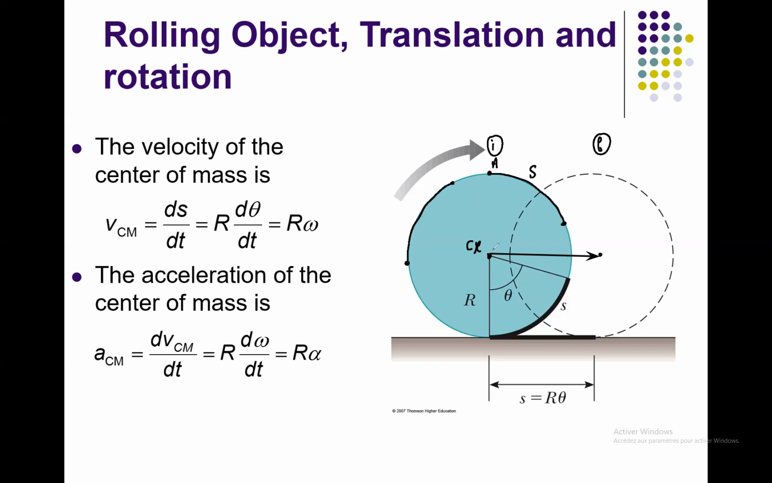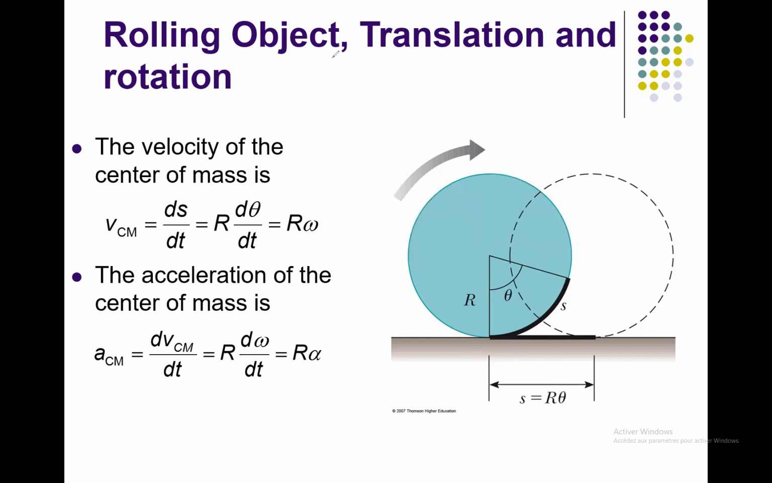So the distance between this point and this point equals S. We have an angle theta here, so S equals R theta. We can say directly S equals R theta. It is the distance displaced by the center of mass from here to here, and also the displacement of any point on the surface of the ball.